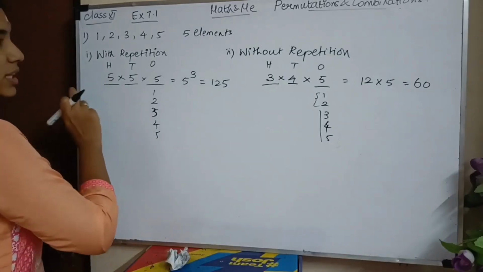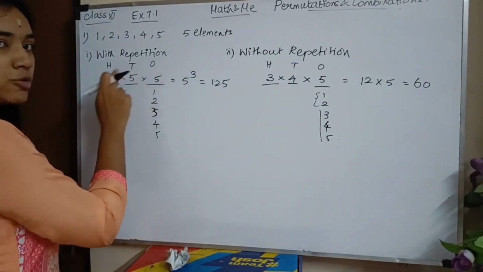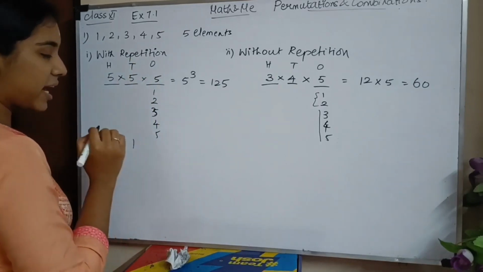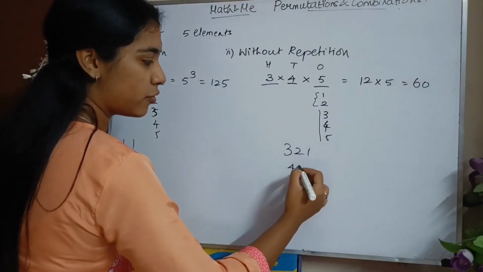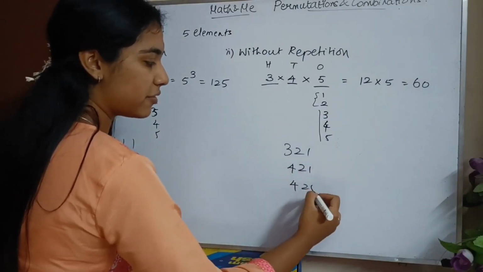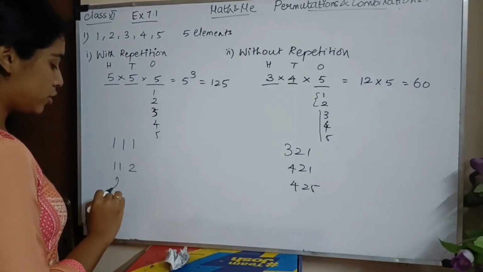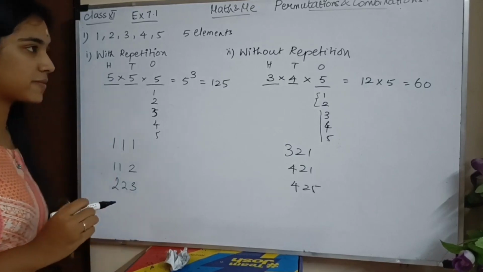Okay. So this is with repetition. This is without repetition. With repetition, I can reuse the number. If 1 is used here, I can use it here and here. So the number can be 111. But without repetition, the number can only be 321 or 421, 425. These are the options. The number cannot be repeated. Here it can be 112, 223. Okay, the numbers can be repeated. Okay, that is the difference.